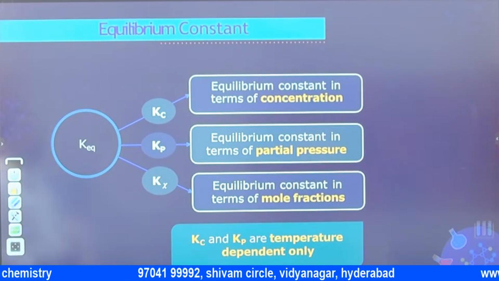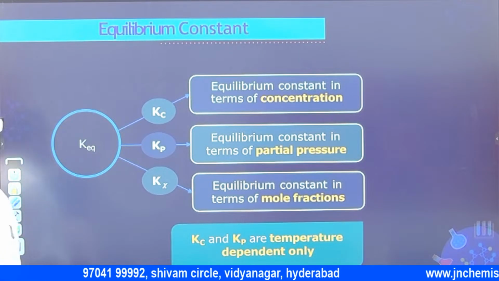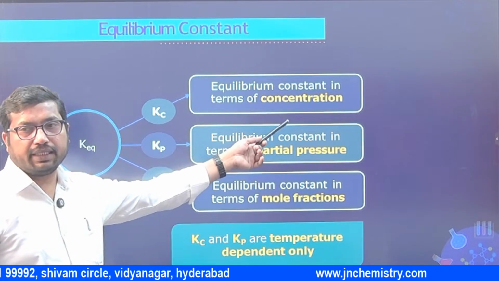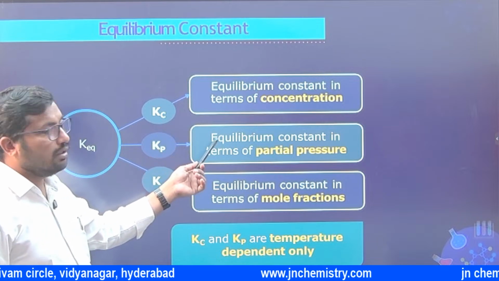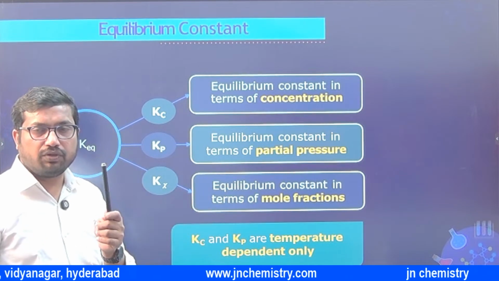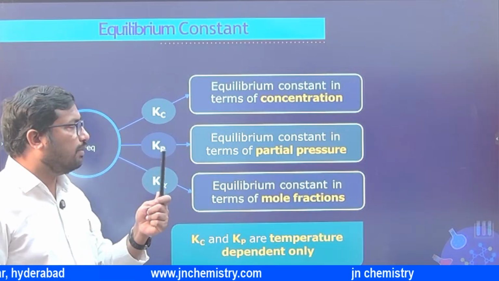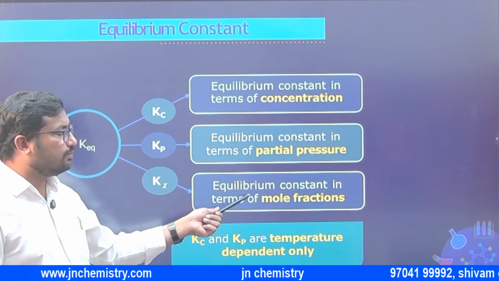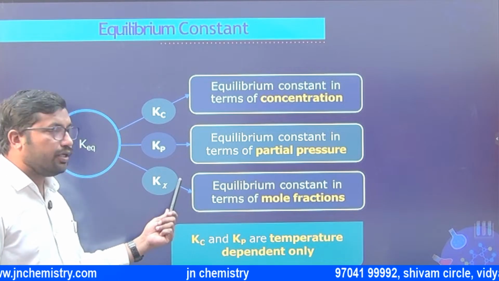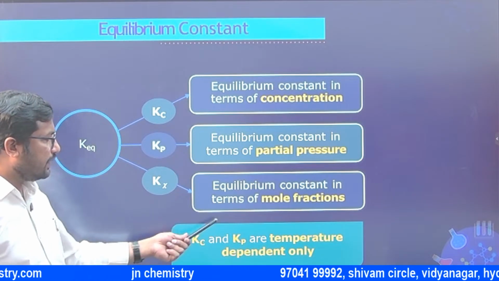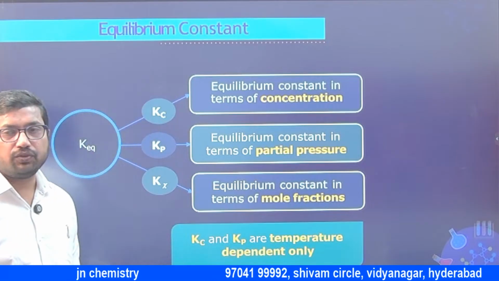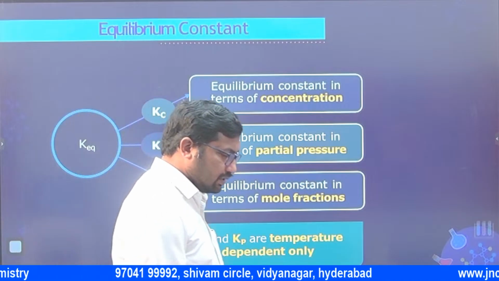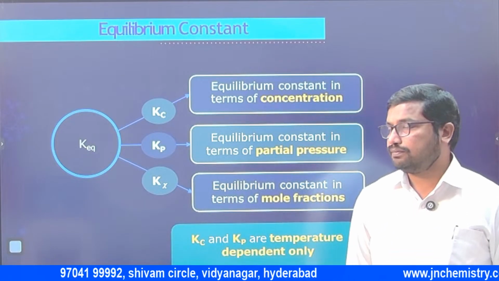Right. So here, I told you, there are 3 types of equilibrium constants. When we take the concentration, we say Kc. If any gas is there, we take partial pressures, Kp. Then there is Kx, the equilibrium constant in terms of mole fraction, but generally we do not use this much. Kc and Kp are temperature dependent only. So write down Kc and Kp, and we'll discuss the derivation of the Kc, Kp relationship.